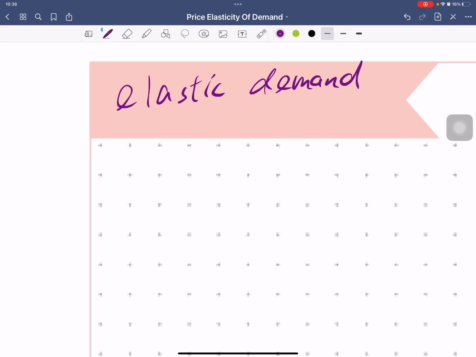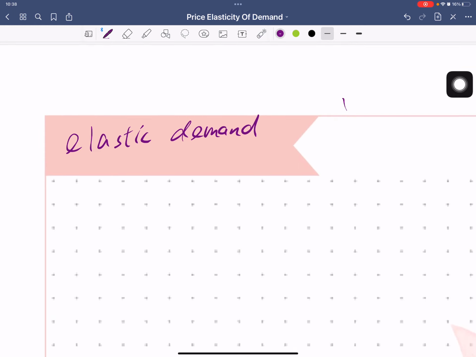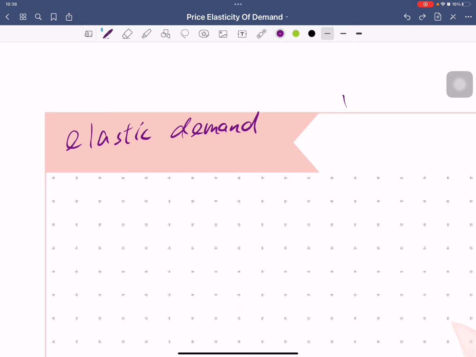So after you calculate the price elasticity of demand, you will get the number, right? So for example, you get ED equals to negative 1.3, just for example. So we define the elastic demand when the price elasticity of demand is larger than 1.